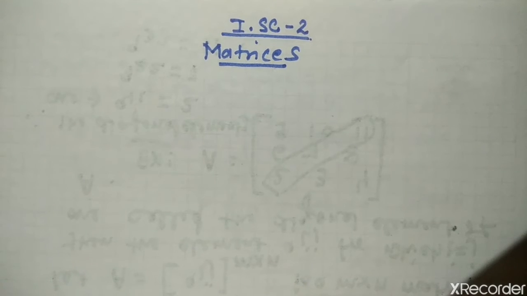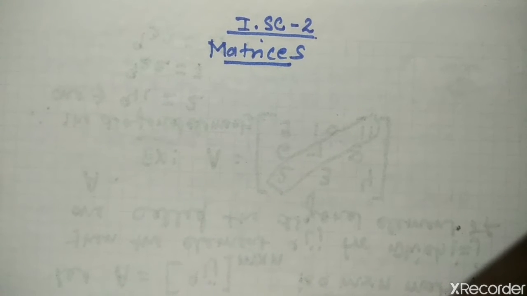Today we will discuss some more definitions from the chapter Matrices. Earlier in the last lecture, we had seen the definition of diagonal elements of a matrix. So today we will see the definition of diagonal matrix.